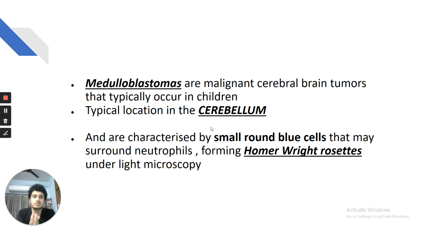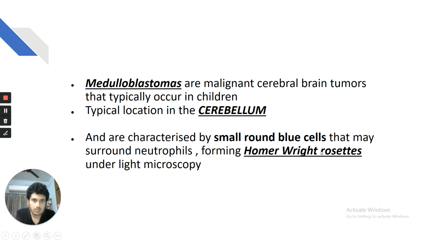Medulloblastomas are malignant brain tumors that typically occur in children. The typical location of the medulloblastoma is in the cerebellum. Again, my dear friends, we also saw one more tumor which was common in the fourth ventricle, and those were ependymomas. Medulloblastomas are characterized by small round blue cells that may surround neutrophils, forming Homer Wright rosettes. True rosettes were seen in ependymomas, whereas in medulloblastoma, Homer Wright rosettes are seen.